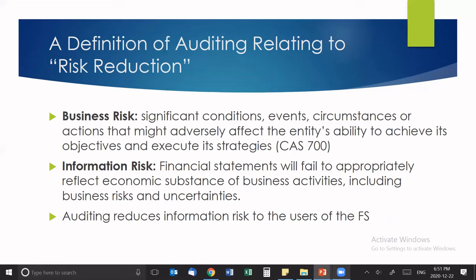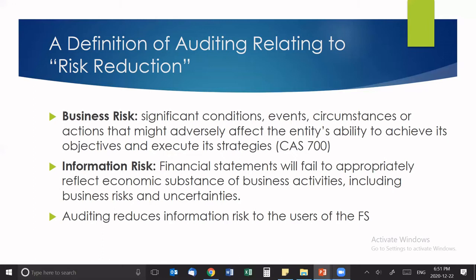Business risk is the risk that the business has conditions, events, or circumstances that would affect its ability to achieve its objectives and execute its strategies. Business risk is with the business, and as auditors, we need to determine what the business risk is for the client, to determine whether there would be any motivation to manipulate the financial statements because of the risks that they have.